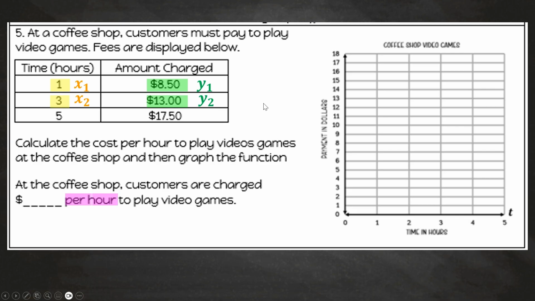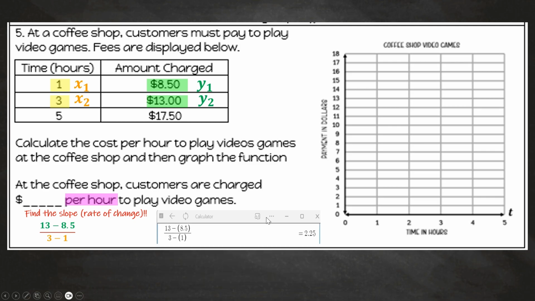We're going to use our slope formula to calculate our rate of change: 13 minus 8.5 divided by 3 minus 1. When I put that into my Desmos Fast Calculator, I get 2.25. So that means my slope is 2.25. But I still don't know my initial value, and in order to graph the function, I have to know the initial value. Since I don't know it, I have to find it.